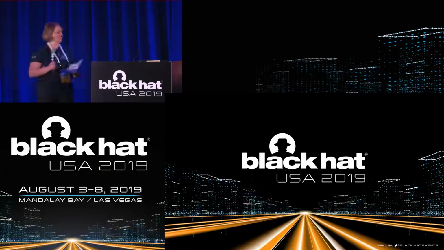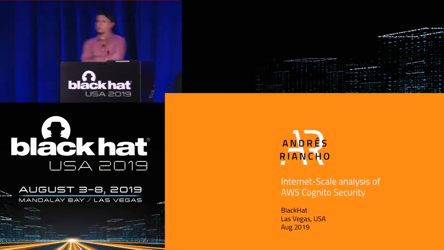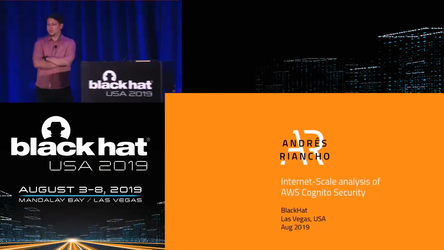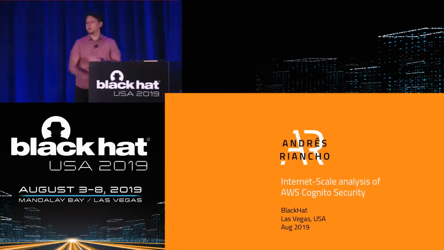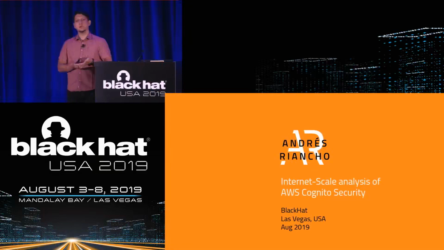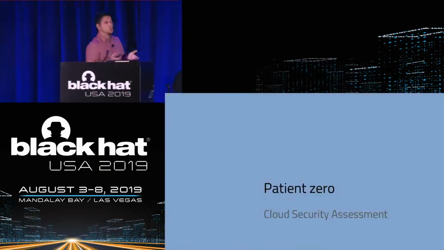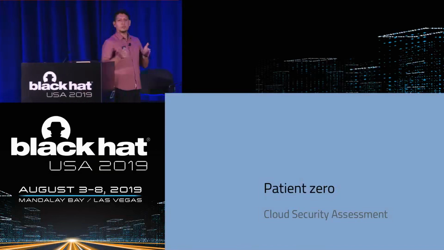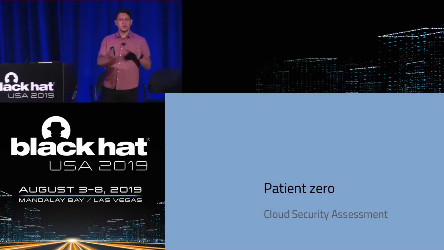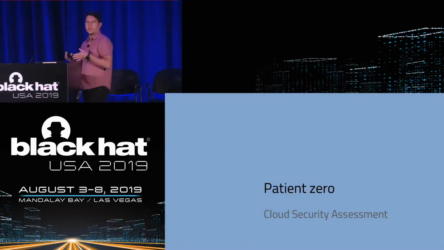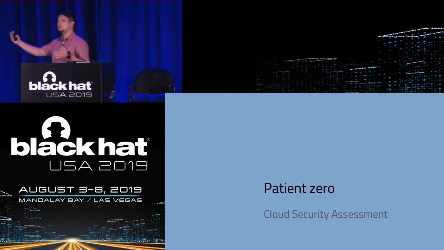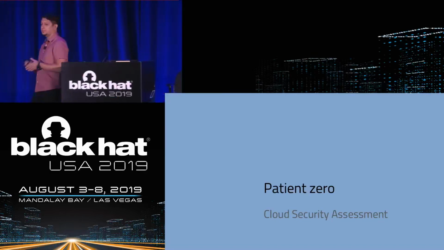Thank you so much. Hi, everybody. Good afternoon. Today, I'm going to be talking about an internet scale analysis of AWS Cognito. First, we are going to start with patient 0, the first vulnerability that I found. And then we're going to extend it to internet scale.